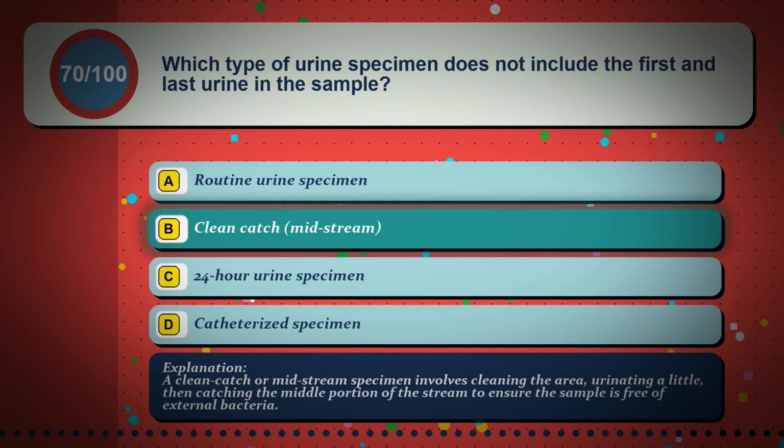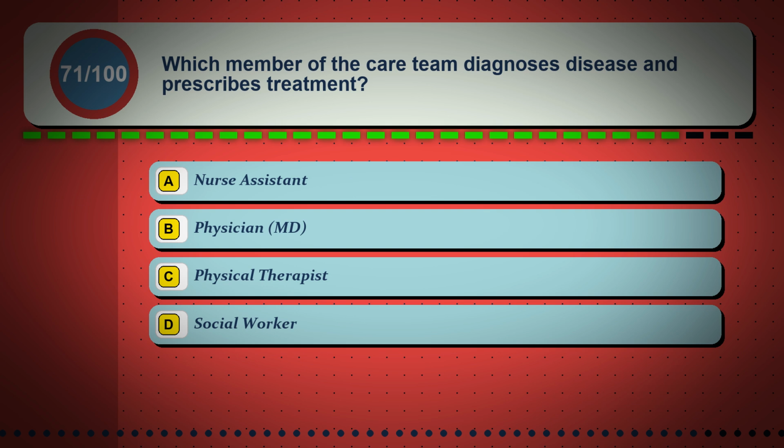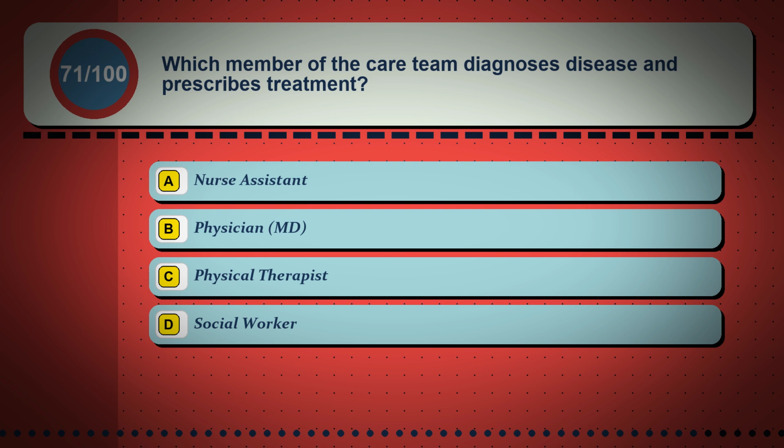A clean catch or midstream specimen involves cleaning the area, urinating a little, then catching the middle portion of the stream to ensure the sample is free of external bacteria. Question 71. Which member of the care team diagnoses disease and prescribes treatment? Option A, a nurse assistant. Option B, physician, MD. Option C, a physical therapist. Option D, social worker.